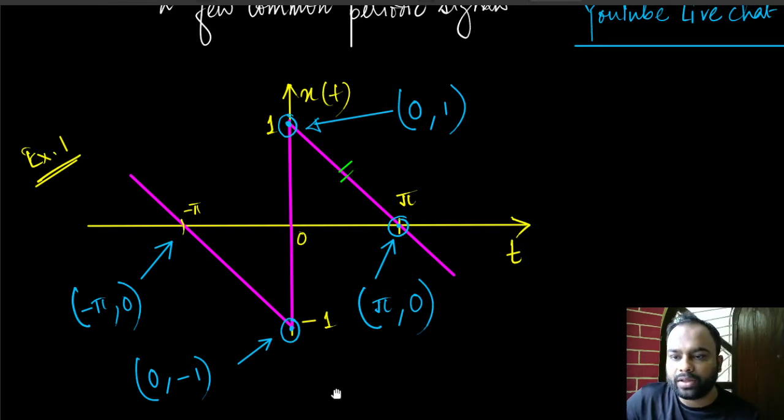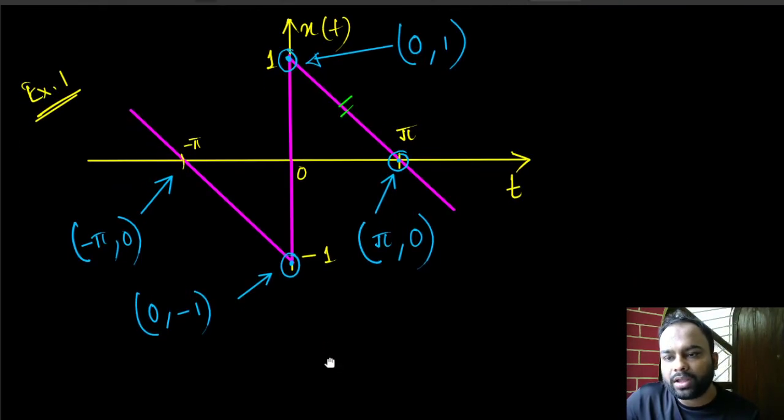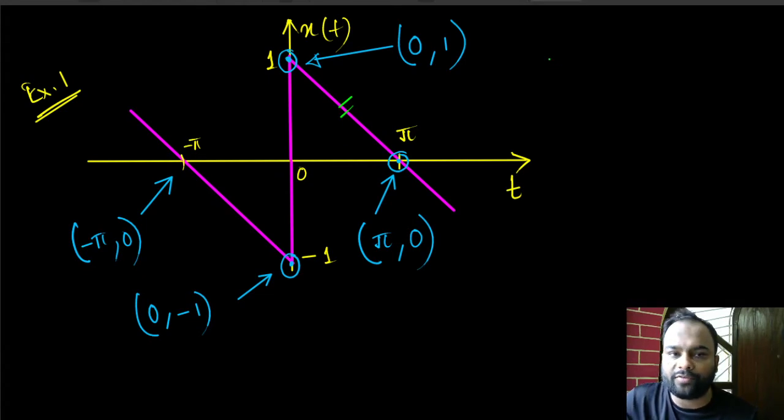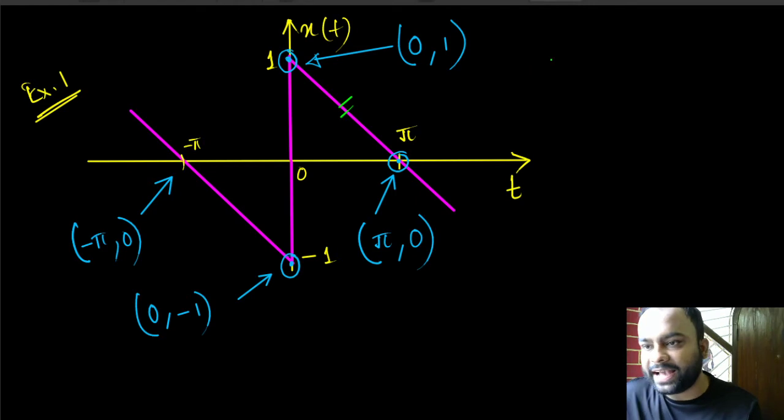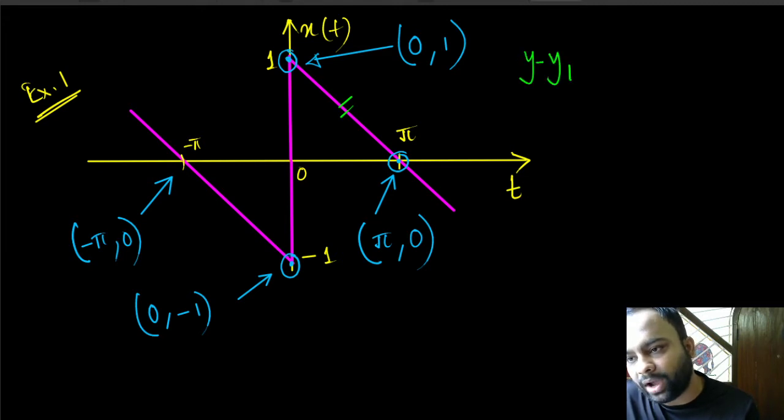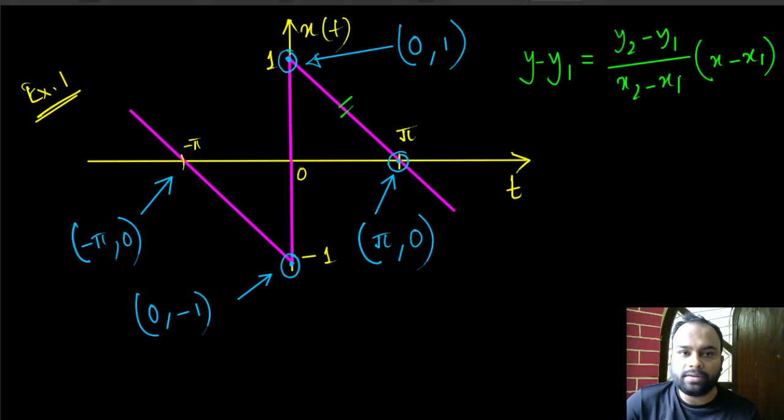So this portion here. From your school level classes, you know that a straight line passing through 2 points can be expressed using the 2-point form, which is something like y minus y1 equals (y2 minus y1) by (x2 minus x1) into (x minus x1). In order to express this straight line, you shall have to use this expression, and that's quite simple.